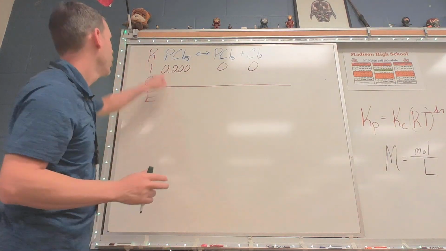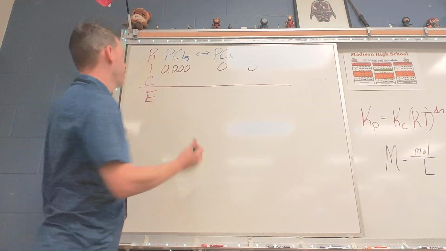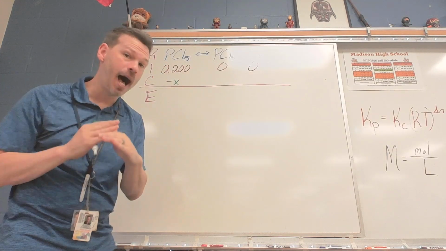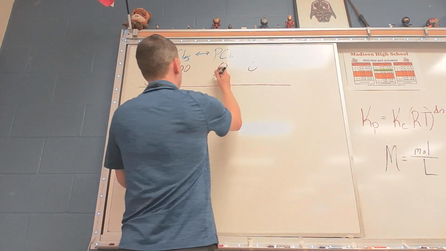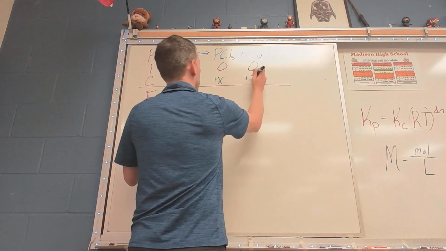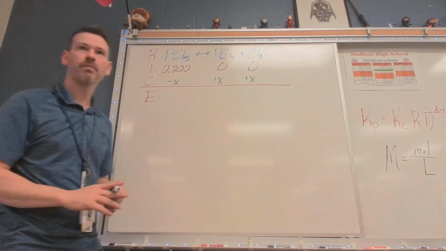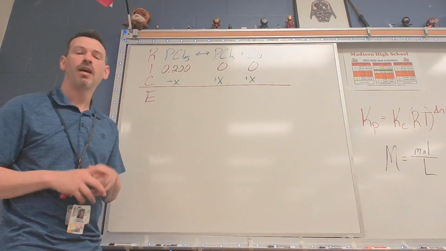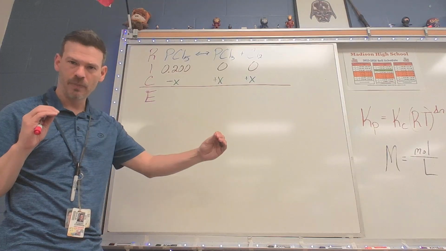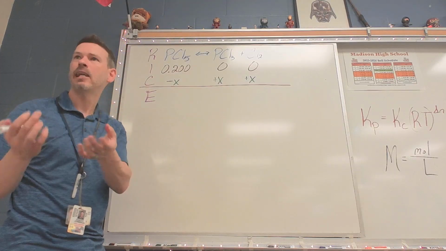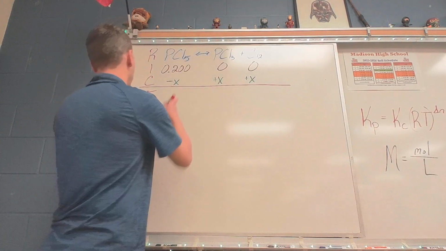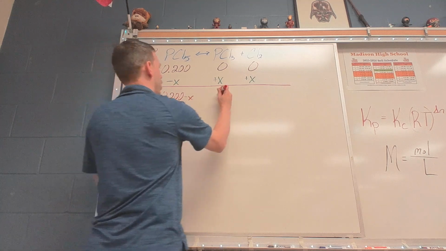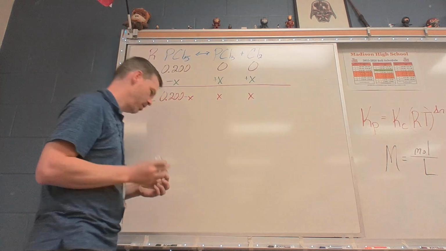C is change. Reactants always negative coefficient X. Products always positive coefficient X. But there's no coefficients. The important row, equilibrium. I plus C equals E. Join those rows together. Are there any questions?